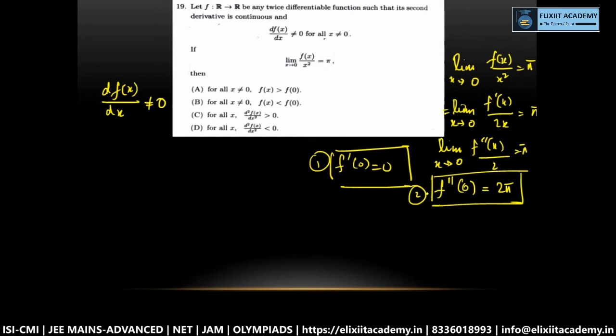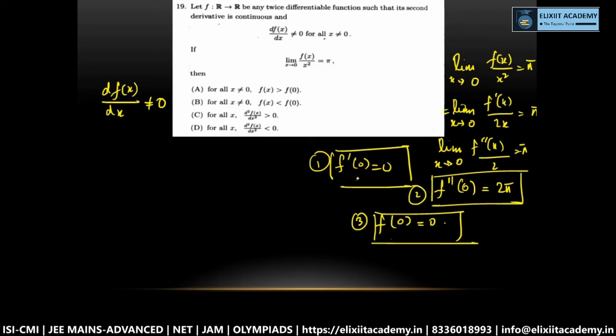Anything else we can say? f of 0 is 0 as well. When x tends to 0, f of 0 must be 0. So basically you have f of 0 to be 0, f double prime of 0 to be 2 pi, and f dash 0 is 0. Fine.